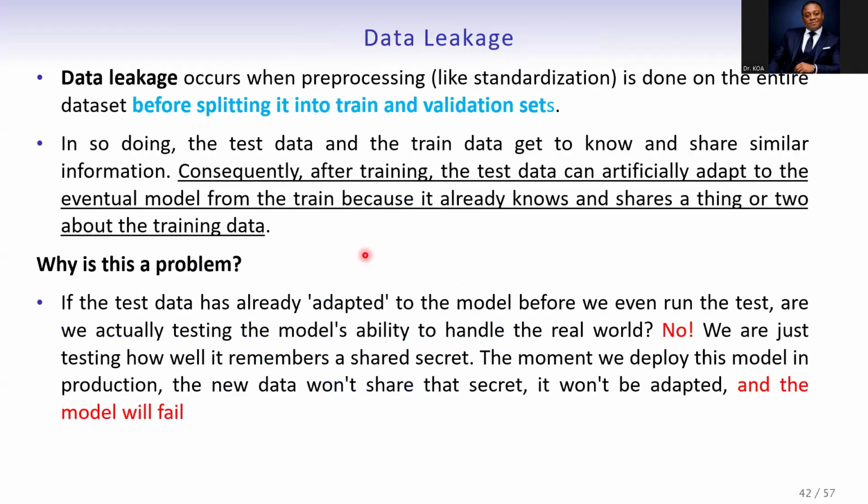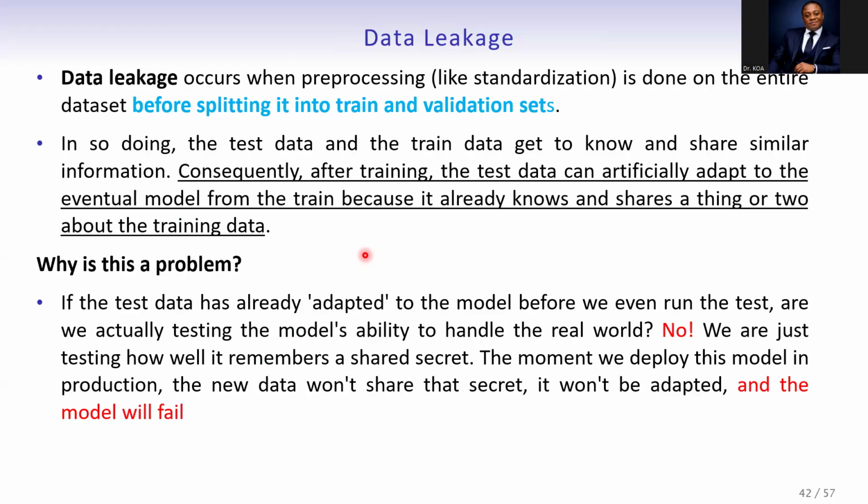First, let's understand what data leakage is. Data leakage happens when pre-processing, like standardization or normalization, is done on the data before you split the data. If you remember, we split the data into training and test sets first before we do the standardization. If you don't, data will leak.